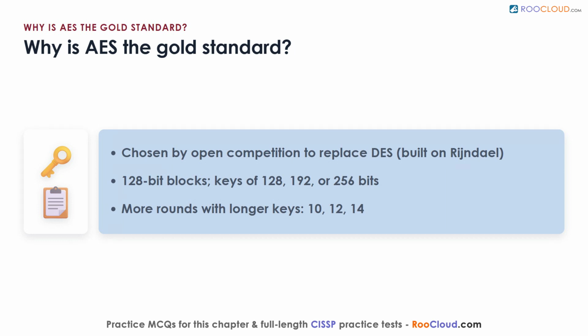The longer the key, the more rounds of scrambling it performs: 10, 12, or 14. There is also the CAST family, another block cipher line that appears in some security products. Think of AES as the modern deadbolt that quietly became the default on nearly every door.